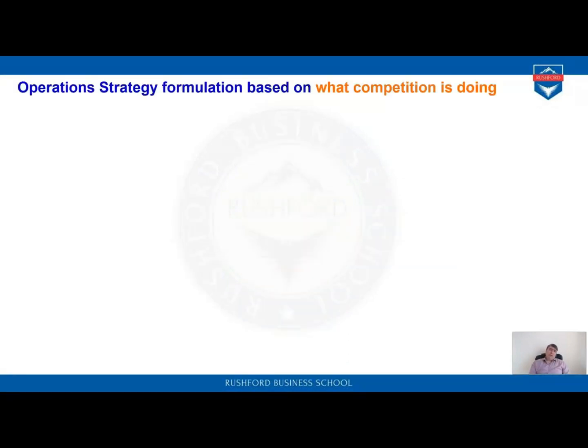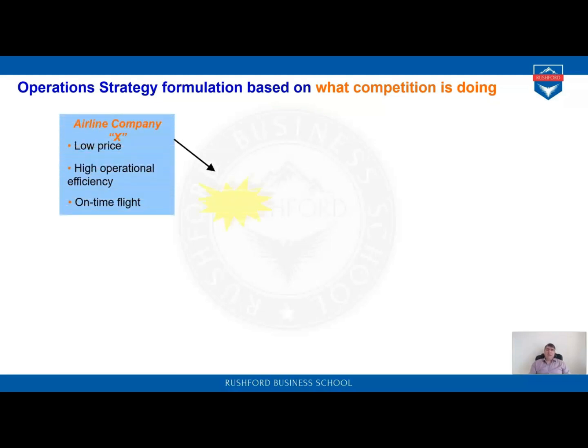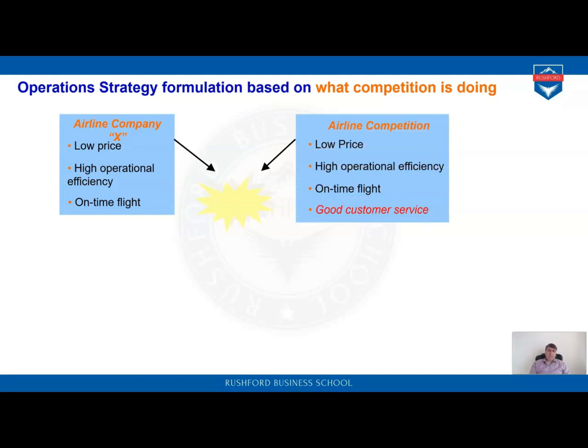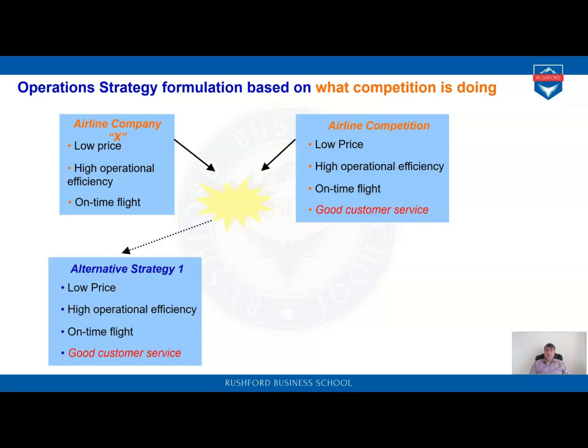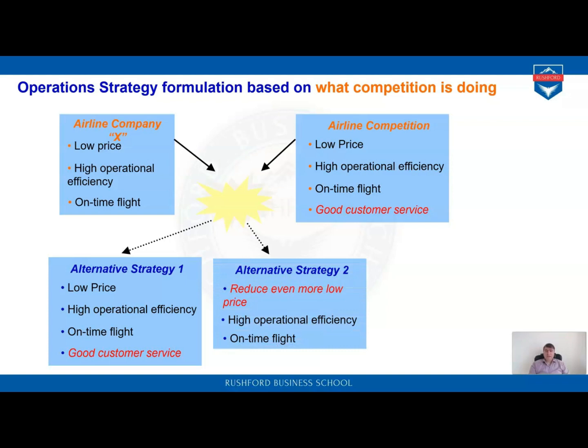Operation strategy is formulated on what the competition is doing. For example, airline Company X offers low price, high operational efficiency and on-time flights. The airline competition is suggesting low price, high operational efficiency, on-time flights and good customer service. So alternative strategy one could be low price, high operational efficiency, on-time flights and good customer service. Another alternative strategy could be to reduce the price even more, with high operational efficiency and on-time flights. So you need to analyze the competition to find out what you need to do.